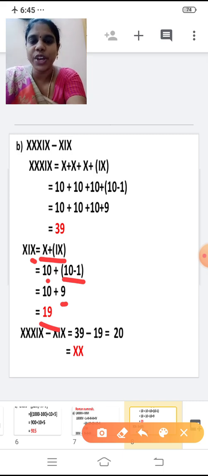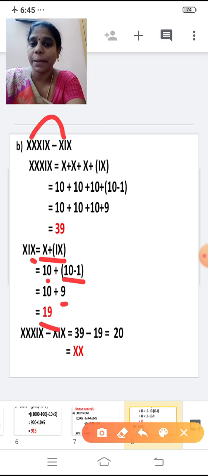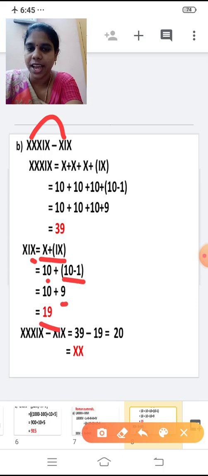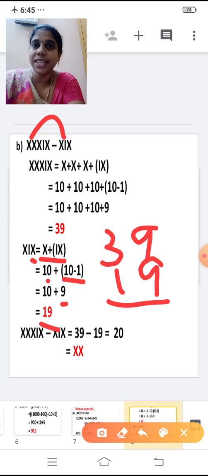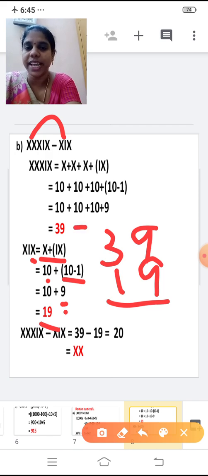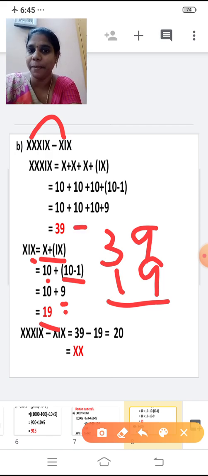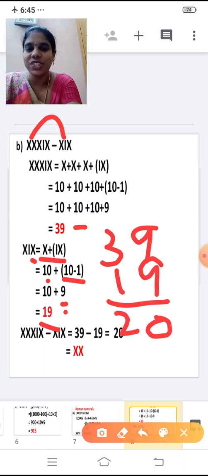So in this sum, we are going to subtract, right? Subtraction. So we are going to subtract 19 from 39. XXXIX minus XIX. So subtract and tell me the answer now. 39 and 19 we are going to subtract. 9 minus 9, 0. 3 minus 1, 2. So the answer is 20.